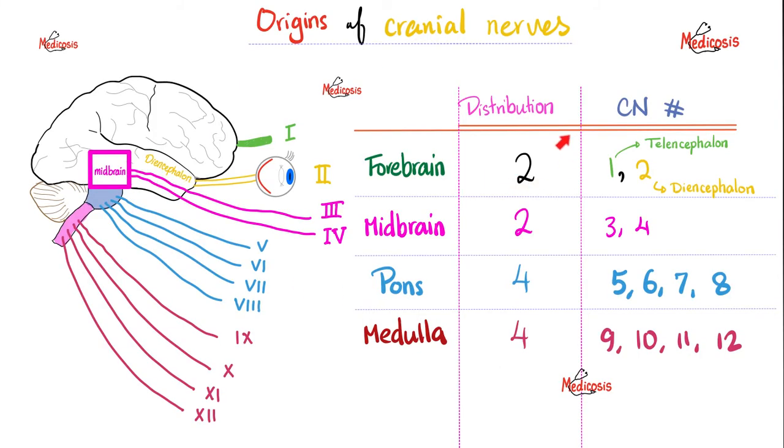Remember that cranial nerves 1 and 2 come from the forebrain. 3 and 4 emerge out of the midbrain. 5, 6, 7, and 8 from the pons, 9, 10, 11, 12 from the medulla. Don't forget that cranial nerve 11, the accessory nerve, takes a piece or pieces from the spinal cord. That's why it's sometimes called the spinal accessory nerve. So, forebrain, midbrain, pons, medulla: 2, 2, 4, 4. 2 from the forebrain, 1 and 2. 2 from the midbrain, 3 and 4. 4 from the pons, 4 from the medulla. Today we're talking about the oculomotor nerve, which comes out of the midbrain.